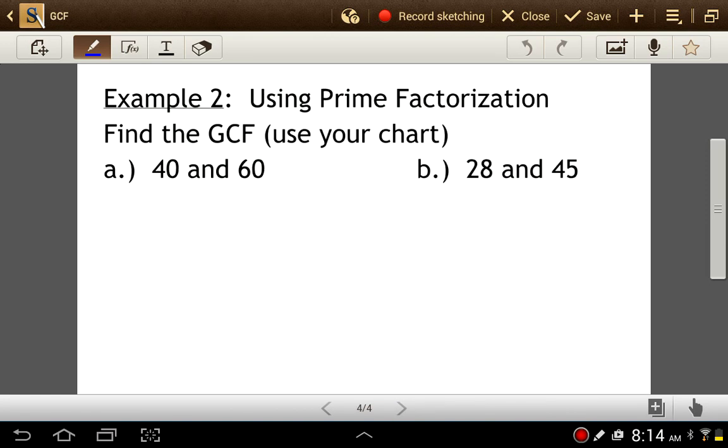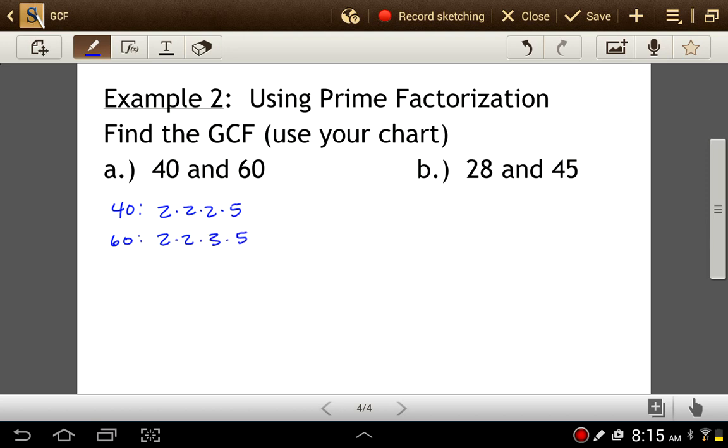In example 2, we're going to use prime factorization. For prime factorization, I want you to use your chart. This is why we spent that one day doing all those prime factorizations. Look on your chart for the prime factorization of each number. If you don't have it, you could always do a quick factor tree to figure them out again. For 40, remember, 40 was 2 times 2 times 2 times 5. 60 is 2 times 2 times 3 times 5.